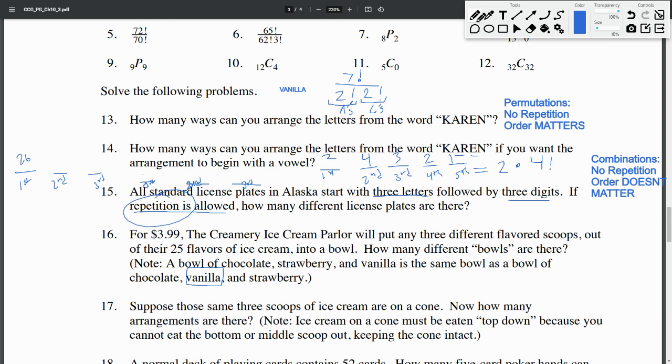Instead of writing 26, 26, 26, 10, 10, 10, if order matters and there's repetition, you can just do 26 to the third power times 10 to the third power. Why? Because for letters, you have 26 choices, you have 3 decisions. For numbers, you have 10 choices, 3 decisions. So that was what that fundamental principle of counting was, where if there is repetition and order matters, like in a license plate, then you need to put choices raised to the power of decisions.